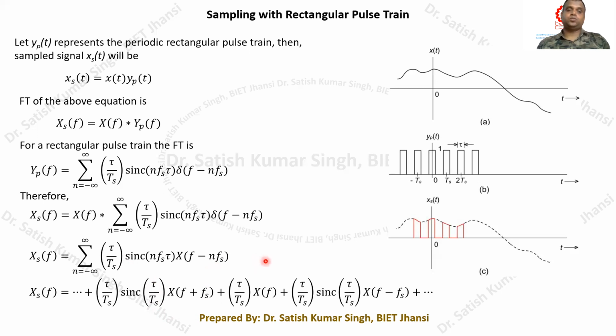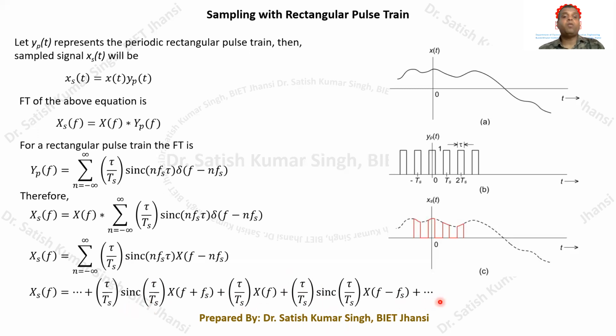Then if you substitute n equals 0, you will find that the sinc function takes the value 1, since sinc 0 equals 1. So it is tau upon Ts X(f). Then plus, substituting n equals 1, you get tau upon Ts sinc of tau upon Ts, X(f minus fs). So everywhere you are going to get this factor tau upon Ts, and then the sinc function with tau upon Ts, 2 tau upon Ts, 3 tau upon Ts, 4 tau upon Ts, and so on. There will be such an infinite series.